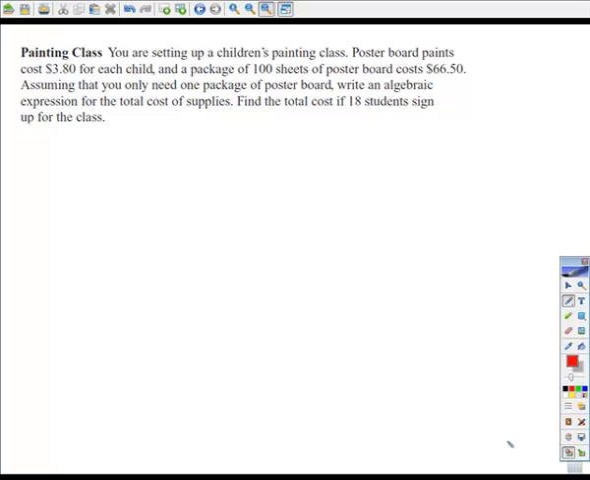Okay. Now we're going to write an expression and then actually evaluate it. You're setting up a children's painting class. Poster board paints cost $3.80 for each child, and a package of 100 sheets of poster board costs $66.50. Assuming that you only need one package of poster board, and we know that that's $66.50, we need an algebraic expression for the total cost of supplies. So we know it's a given $66.50 plus $3.80 per student. So I'll use an S for per student. So here's my expression.